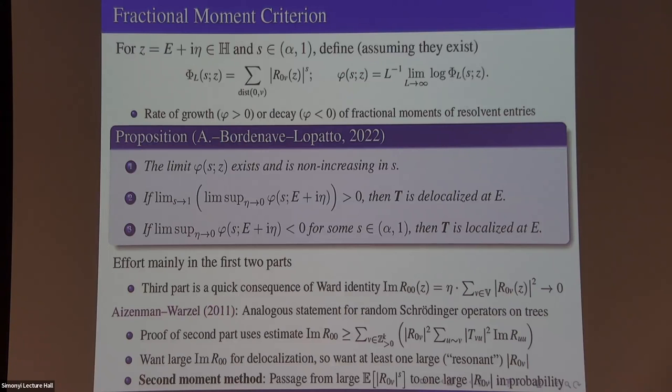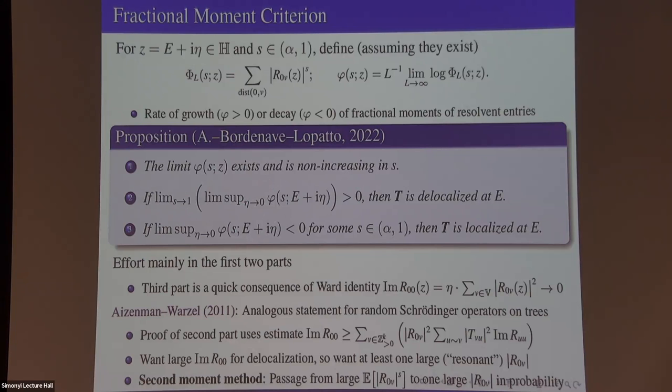Okay, so the statement is as follows. There are three parts. The first is that this limit exists and is not increasing in S. The second, the meat, the distinguishing feature, is what happens as S tends to one. So the first thing you do is take this limit as eta tends to zero, and then you let S tend to 1.